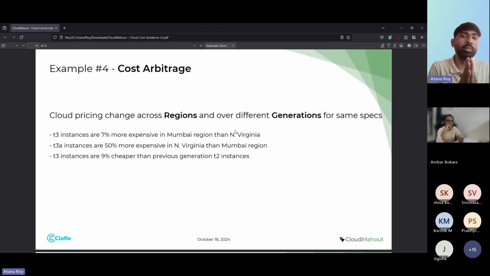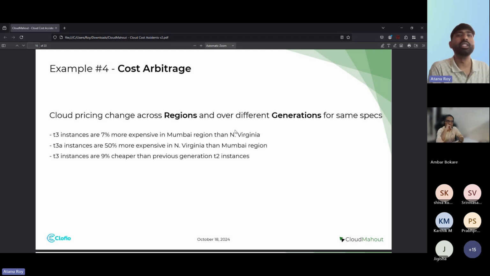Now I'm going to tell you about the generations, right? AWS keeps releasing new generations every few years, sometimes even more frequently. So T2 used to be the generation which was there a few years back. Now they are moving to T3, and for Graviton they have also released T4. If you are moving from T2 to T3, you get flat 9% savings. Exactly. So the performance remains the same, the hardware remains the same, 2 core, 8 GB, whatever you are using.